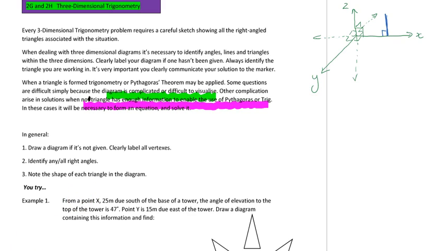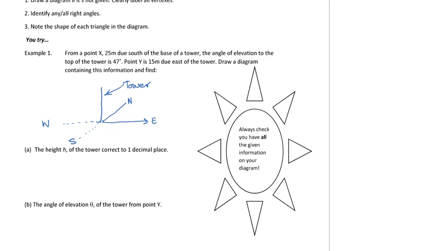Let's have a look at the first example. So it says, from a point X, 25 metres due south of the base of a tower, the angle of elevation to the top of the tower is 47 degrees. Point Y is 15 metres due east of the tower. Draw a diagram containing this information and then find. I think you will definitely need to read it 2 or 3 times.